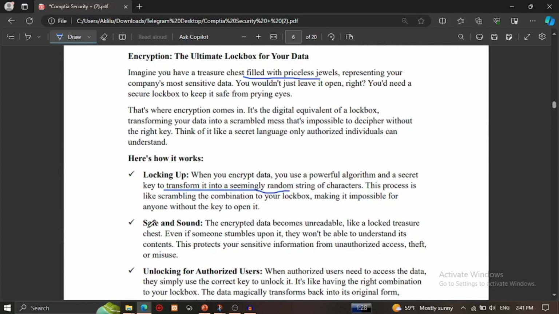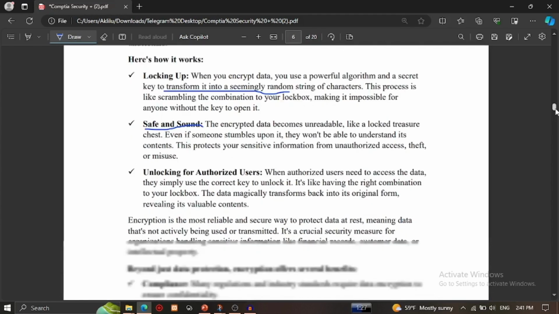Second is safe and sound. The encrypted data becomes unreadable, like a locked treasure chest. Even if someone stumbles upon it, they will not be able to understand its content. Third is unlocking for any authorized user. Any authorized user who needs to access the data simply uses the correct key to unlock it. It's like having the right combination to your lockbox.